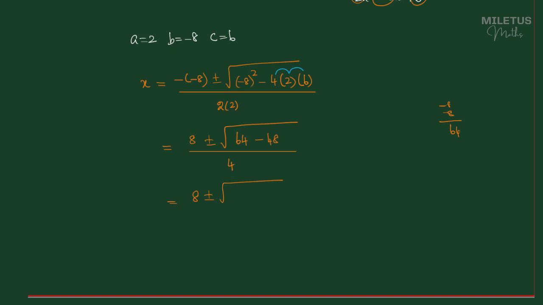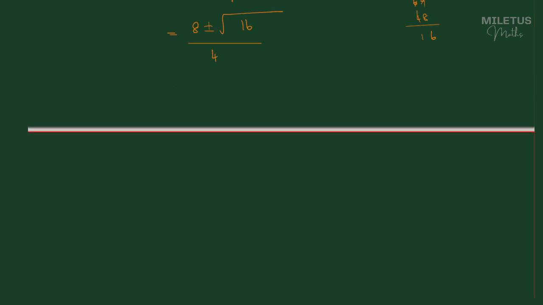What is that? Let's subtract that. 64 minus 48 gives you 16. And that means this is 6 and this is 5, and therefore 1. Correct? So therefore square root of 16 divided by 4. Therefore now this is further equal to 8 plus or minus, what is square root of 16? That is 4. So divided by 4.